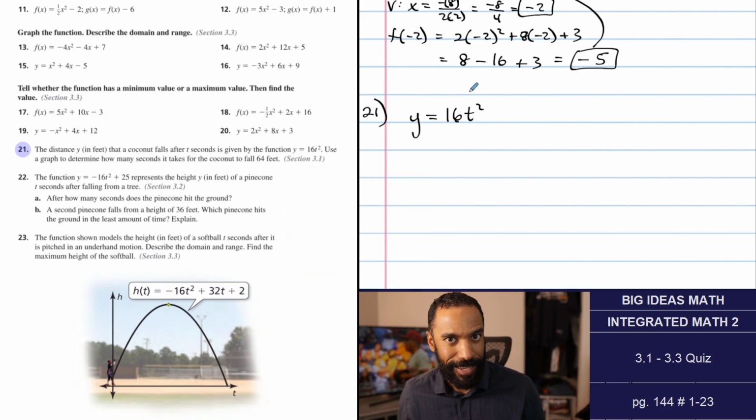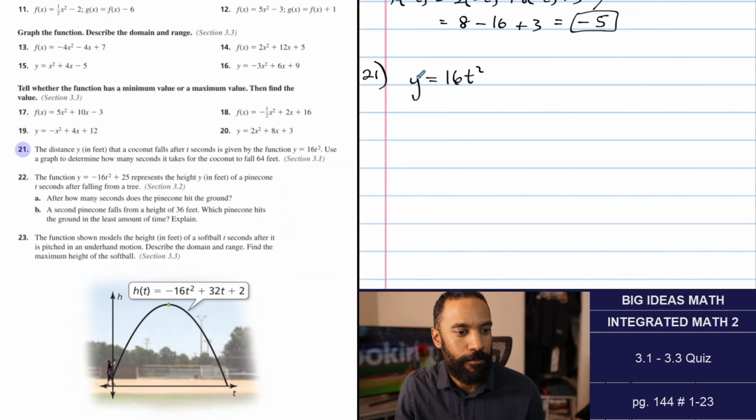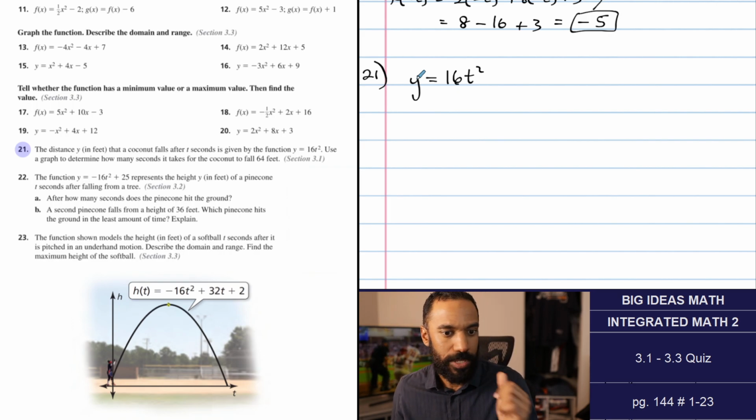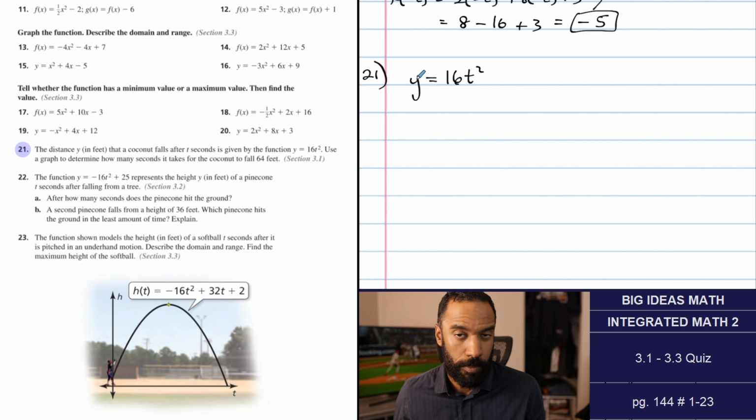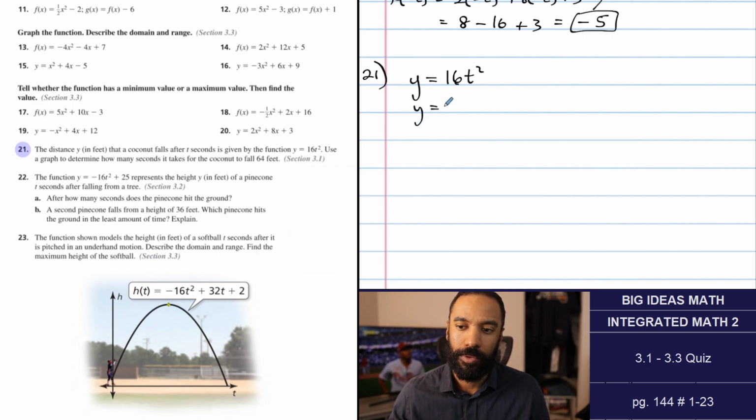Not the actual height. Hopefully that makes sense. Now, y equals 16t squared. Y is the height in feet, or the distance in feet. And they're asking how many seconds will it take to fall 64 feet, which I guess we're assuming is at least 64 feet in the air. So we're going to set y equal to 64 as well.